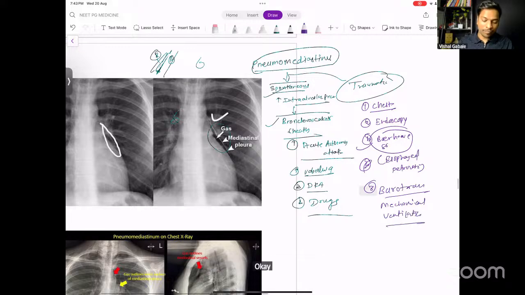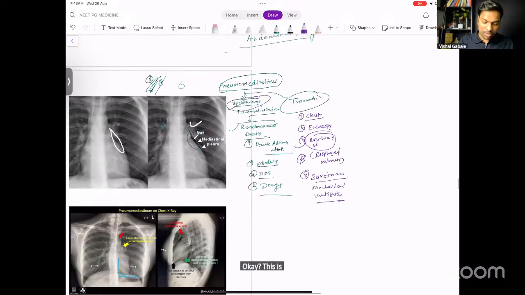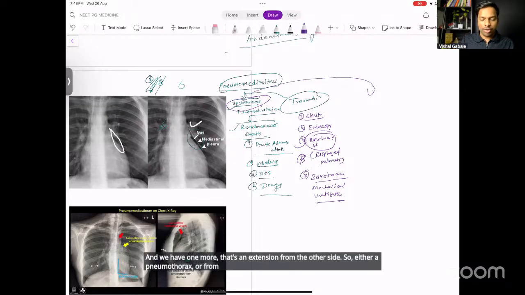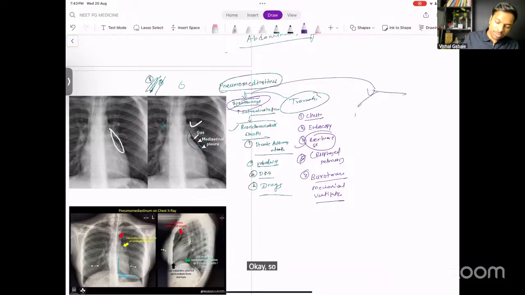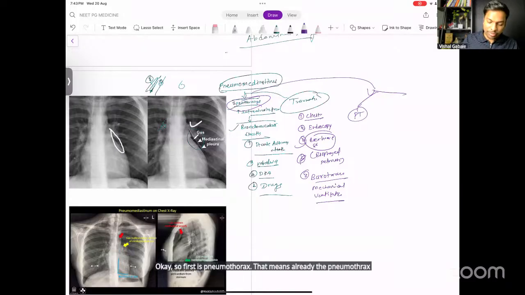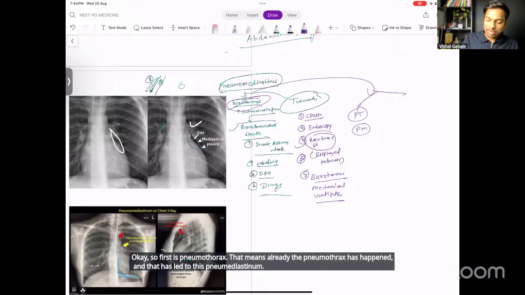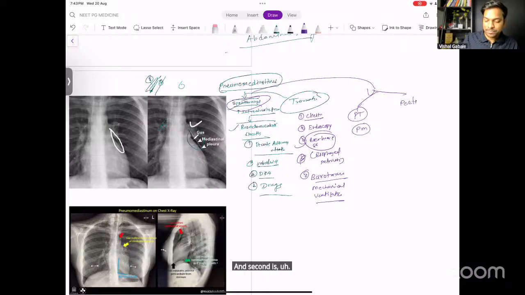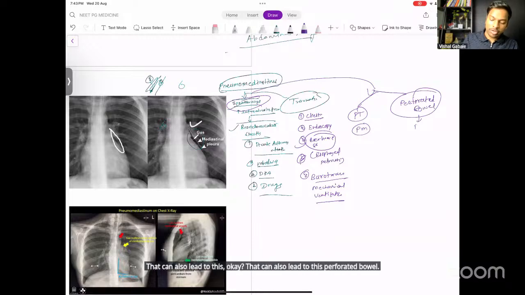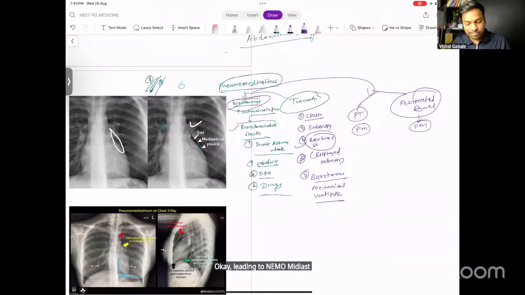This is spontaneous, this is traumatic, and we have one more, an extension from the other sides, either from a pneumothorax or from the retroperitoneum. First is pneumothorax, meaning the pneumothorax has already happened and that has led to this pneumomediastinum. And second is bowel perforation. A perforated bowel can also lead to pneumomediastinum.